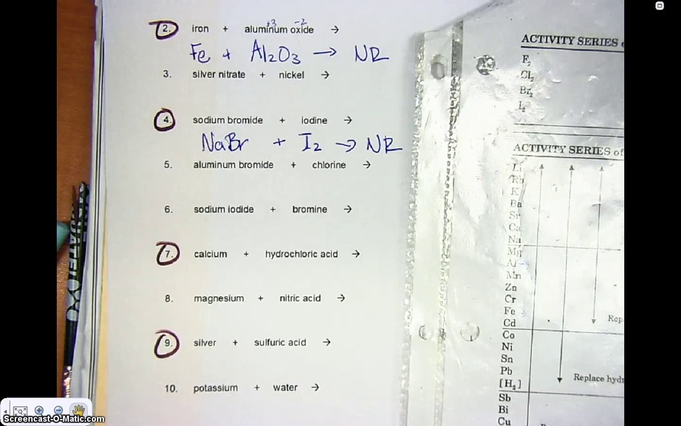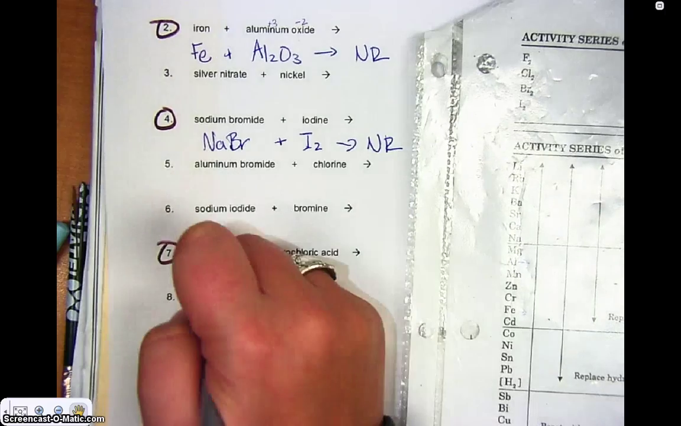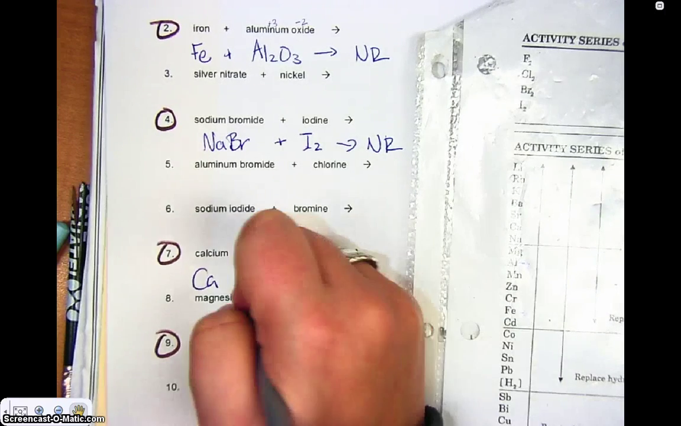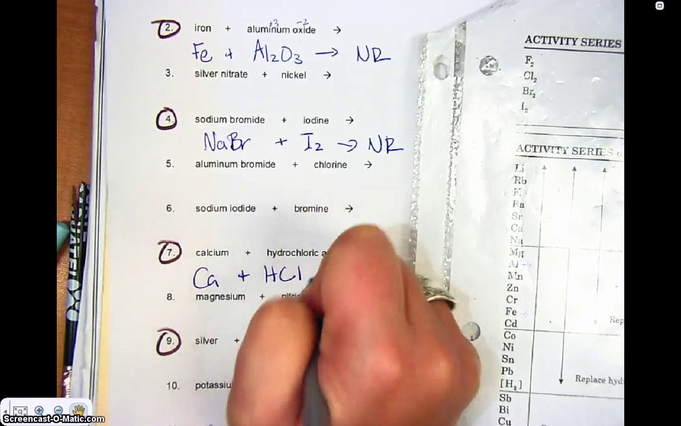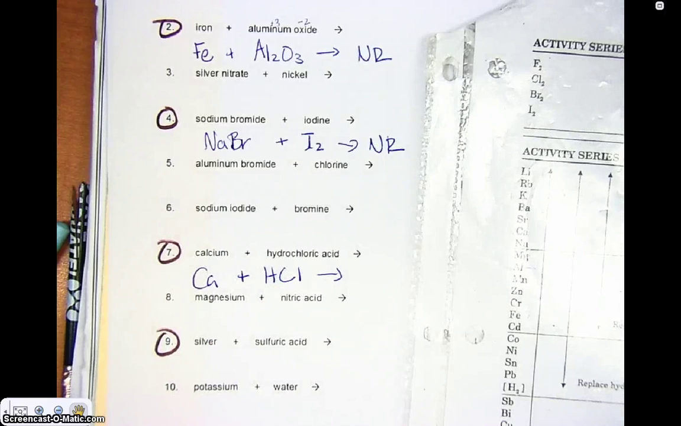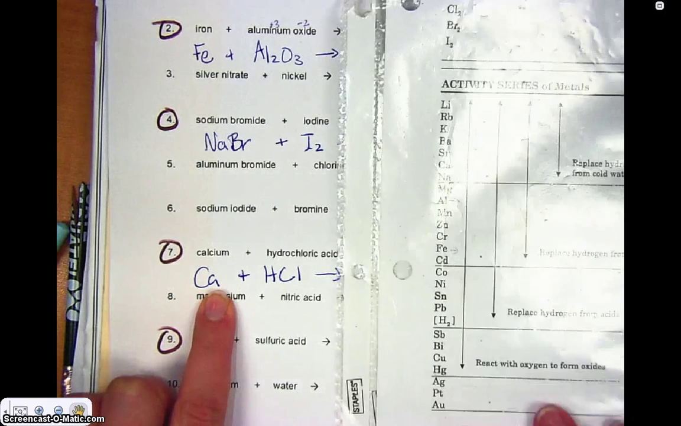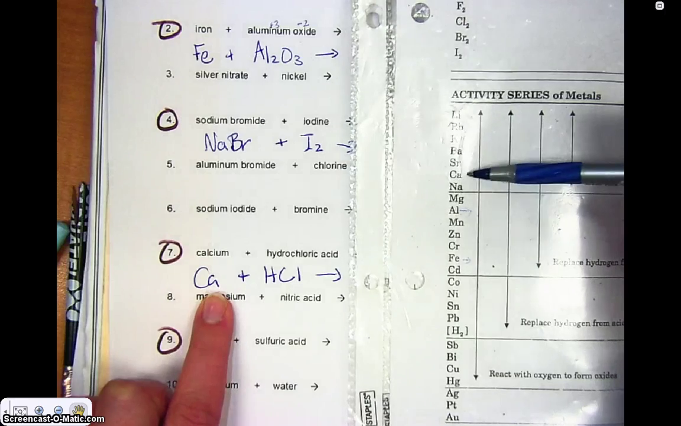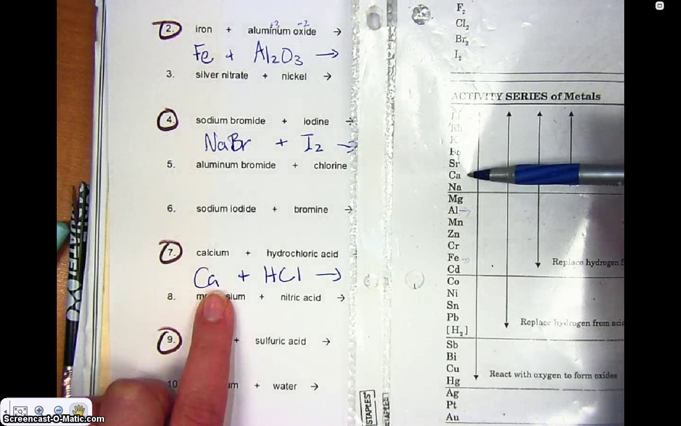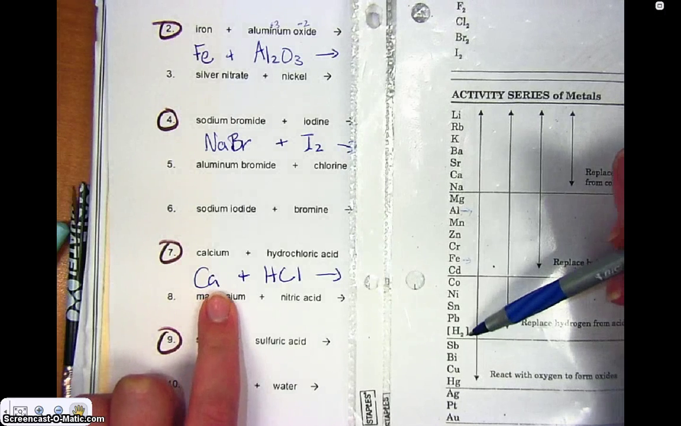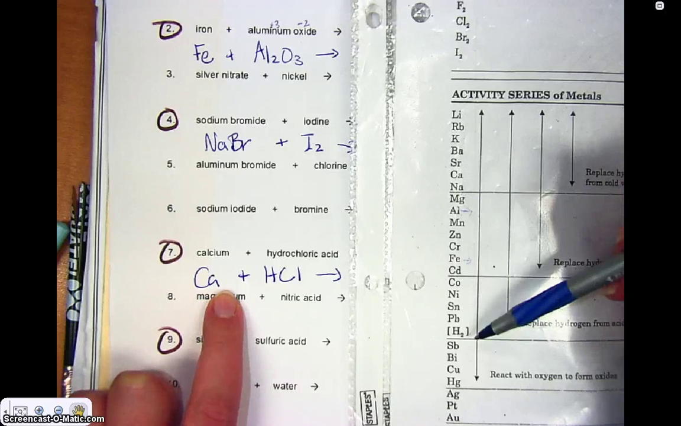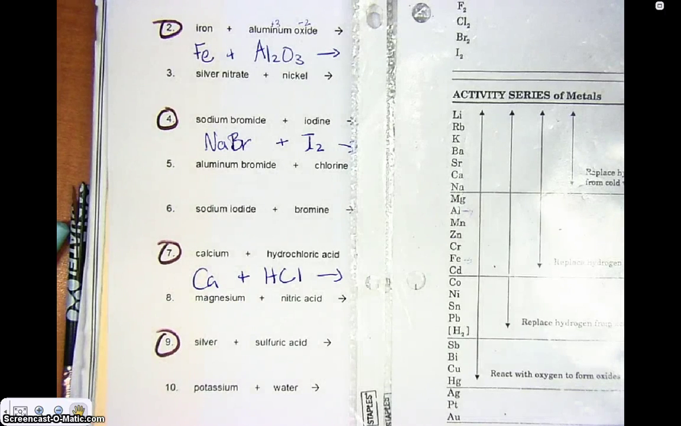Number 7 is calcium, so that's just Ca, and hydrochloric acid, so that's HCl. In this case, we're going to be using our activity series of metals because we have a metal here. If we look on the list, we see calcium is right here, and hydrogen is way down here. So calcium is higher than hydrogen, so we know this reaction is going to happen.